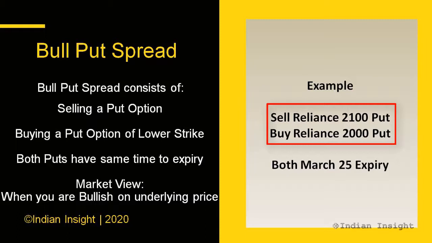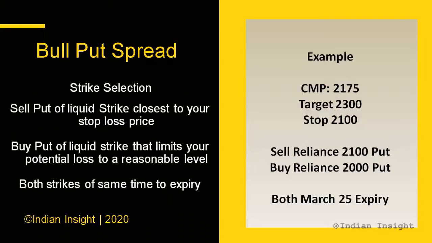Now let's look at how we can select the strike price for a bull put strategy. Let's say here is your outlook for Reliance. The current price is 2175. You expect it to move to a target price of 2300, and also you decide that your stop loss for this trade is around 2100. Now in order to create a bull put spread, you sell the put option with the strike which is closest to your stop loss price. You need to make sure that this strike option is liquid so that you can easily enter and exit the trade.